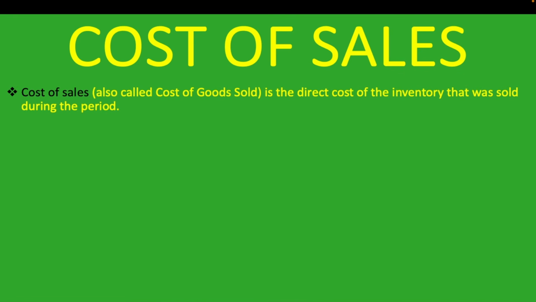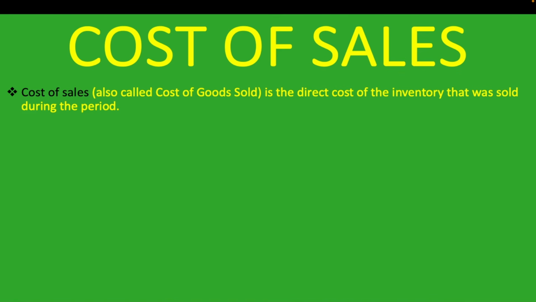Well, cost of sales, also called cost of goods sold, is the direct cost of the inventory that was sold during the period. And inventory is what an entity sells in its ordinary course of business. So if you're looking at BMW, for instance, it sells BMWs, meaning vehicles. And so the vehicles would qualify as their inventory. And so this is the direct cost of the inventory that was sold during the period.